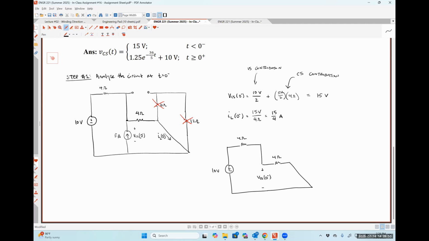Was that sufficient? Effectively, I'm just doing voltage division, and because there's only two identical resistors, the voltage just divides in half. I see. Yes, sir. That makes a whole lot more sense now.